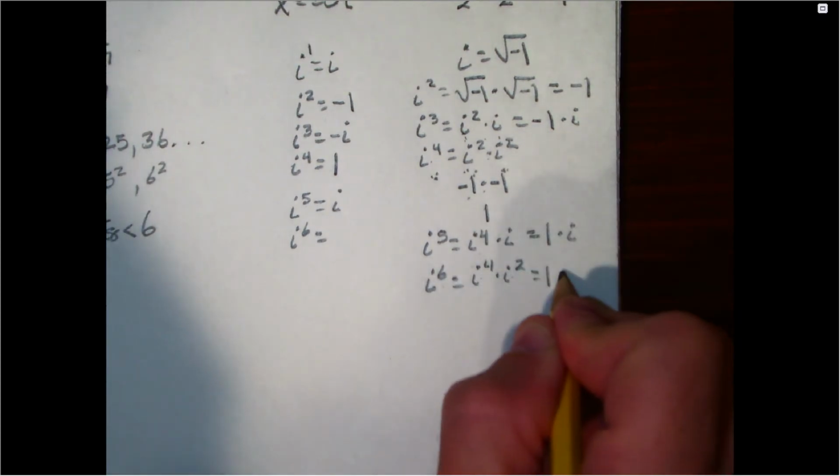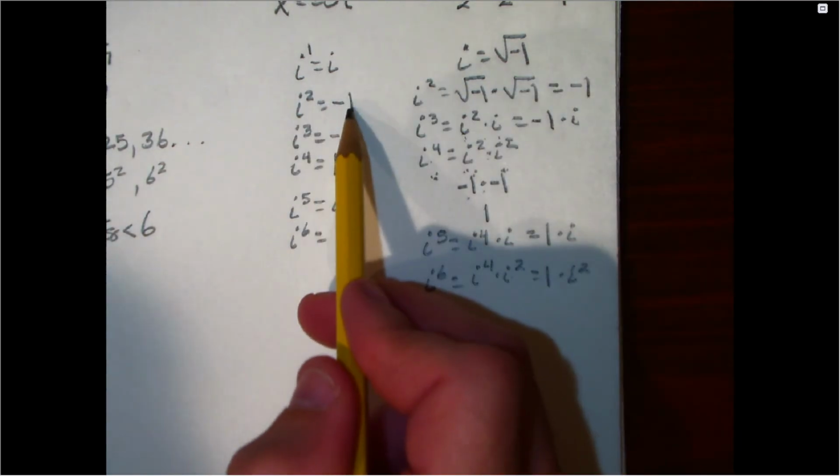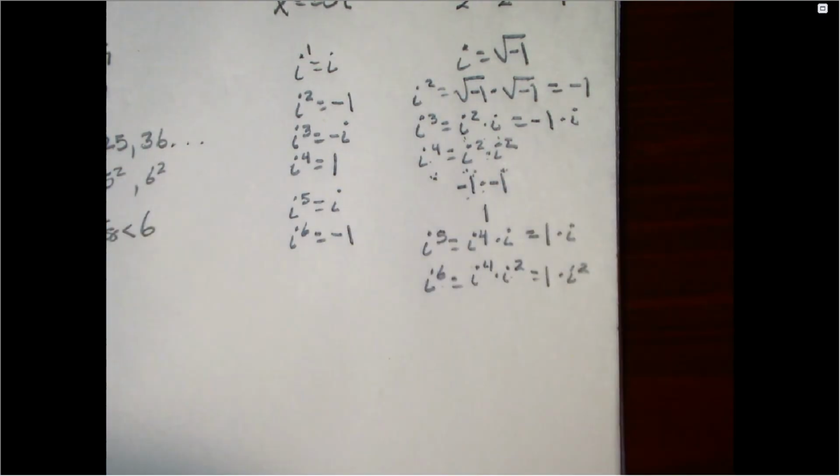And 1 times i squared is just going to be i squared. Well, what was i squared? i squared we already figured out was negative 1. So this is going to be 1 times negative 1, which is just negative 1. So you might have picked up by now that i to the fourth is 1. And this cycle is just going to continue.